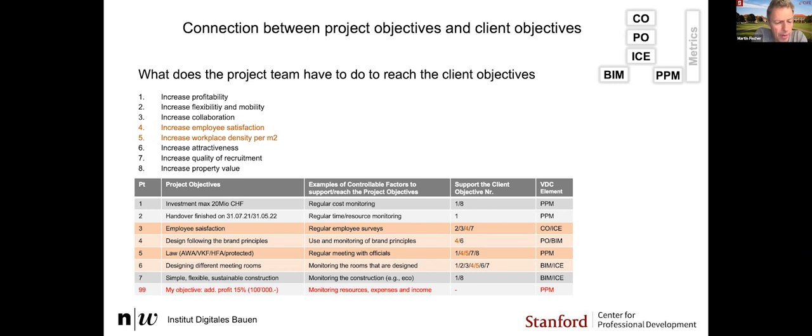Handover by a particular time, this employee satisfaction, you saw that already, that the design fits with the branding of the client, that of course all of the laws, regulations, policies are met, that the meeting rooms have the right range as needed, regularly tracked, and that the design and construction was simple and flexible. Also, they measured the economy of construction very regularly. And then Urs also had a personal objective for his company that they wanted to have a profit of at least 15%, which was for them considered very successful.